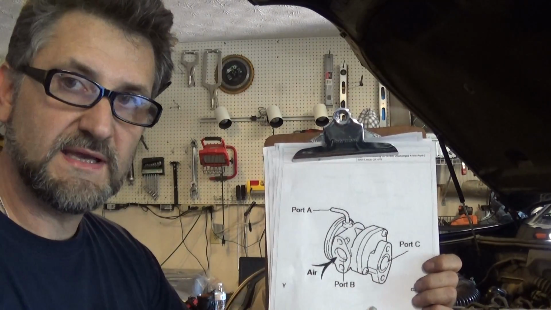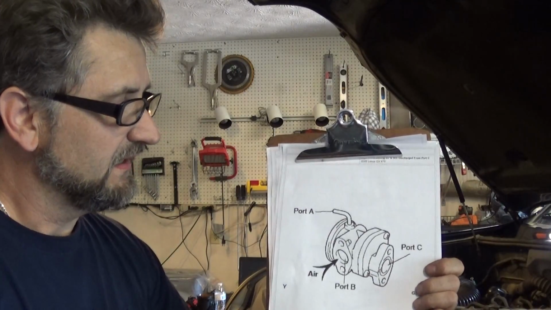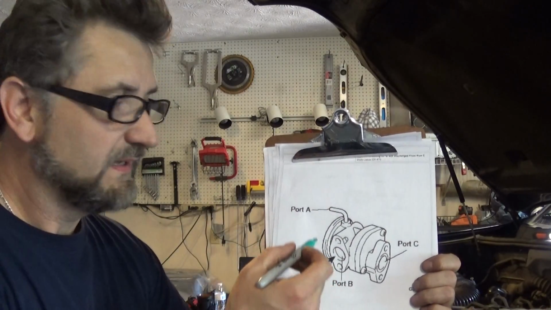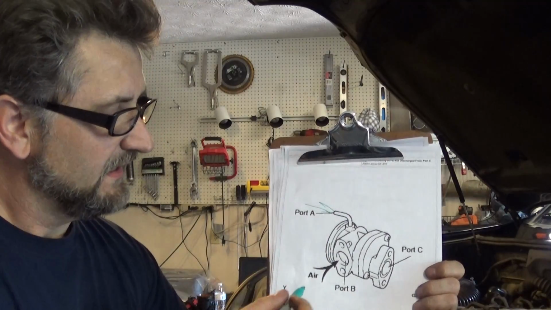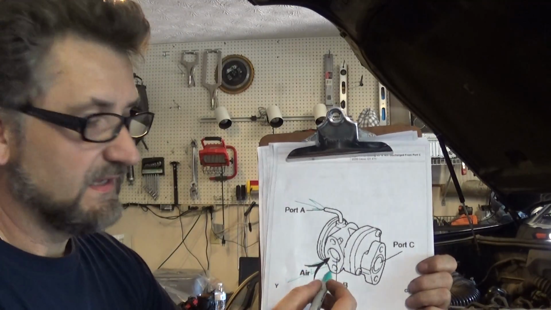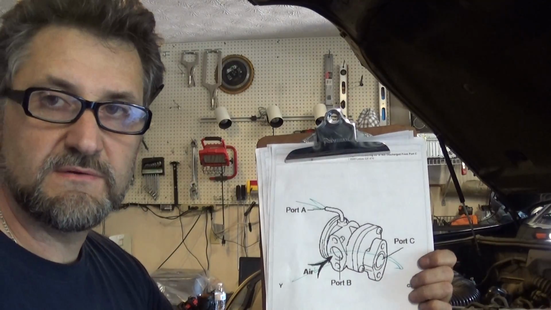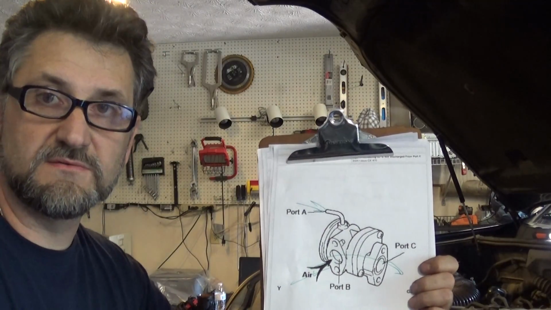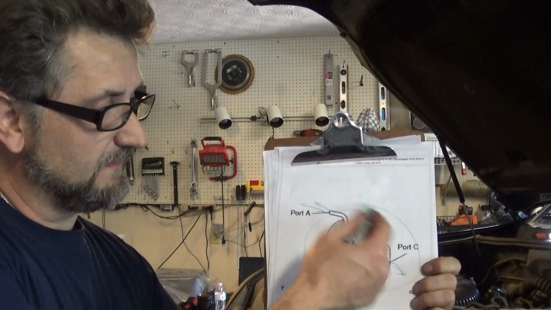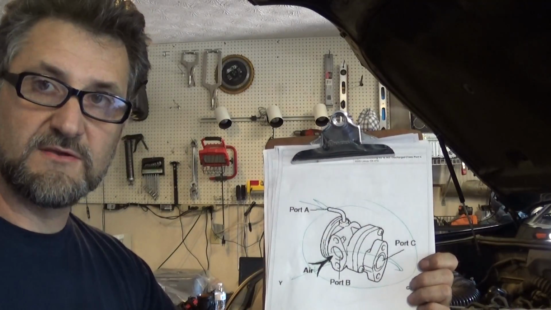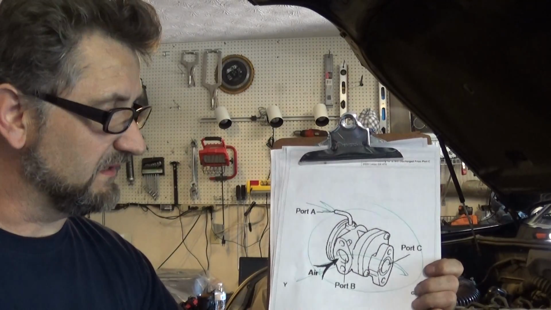Now, if that's okay, get your vacuum pump, apply some vacuum in here, and then apply air again, and you should have a flow of air through your valve. That's actually the only way to test the vacuum controlled valve.